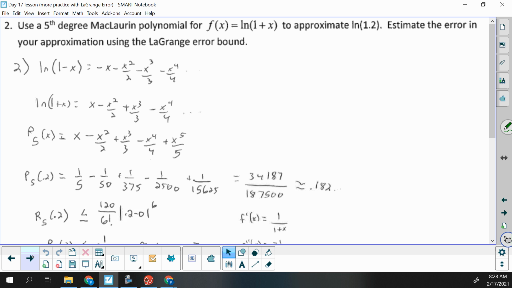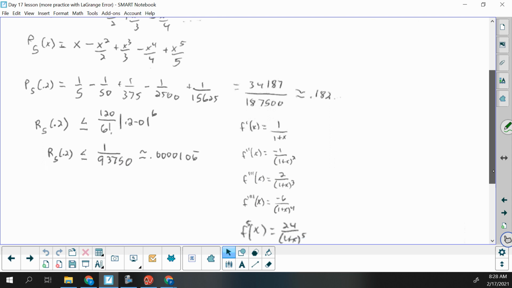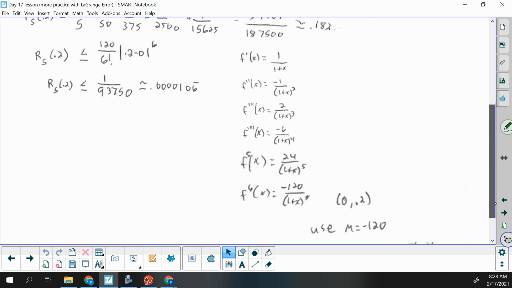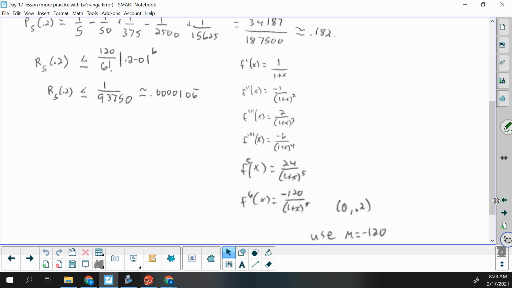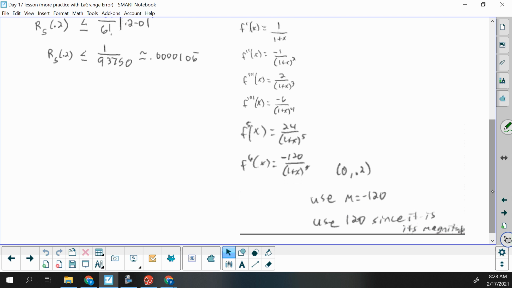Our error, we would need to look at the next derivative. So we're going to have to look at our 6th derivative. So here's all the derivatives of that natural log of 1 plus x. Eventually we get down to that 6th derivative. We were working with Maclaurin, so we've got to start at 0 and go to what we were going to be subbing in, so 0.2.